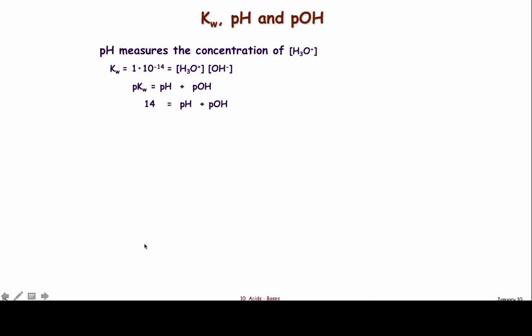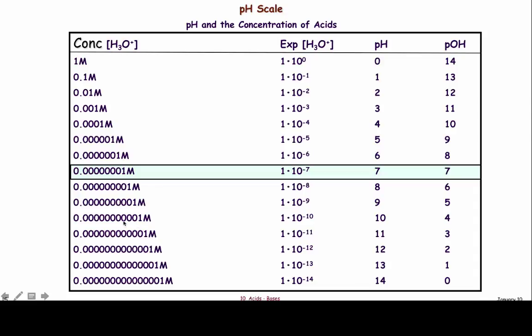Over here, if you've got a lower concentration of hydronium, 1 times 10 to the minus 10, and you take the negative log of this number, you get a pH of 10. 10 plus what equals 14? 10 plus 4 equals 14, therefore the pOH has to be 4. So you can use this quick calculation to get the pH and the pOH of any solution if you have the hydronium ion concentration.